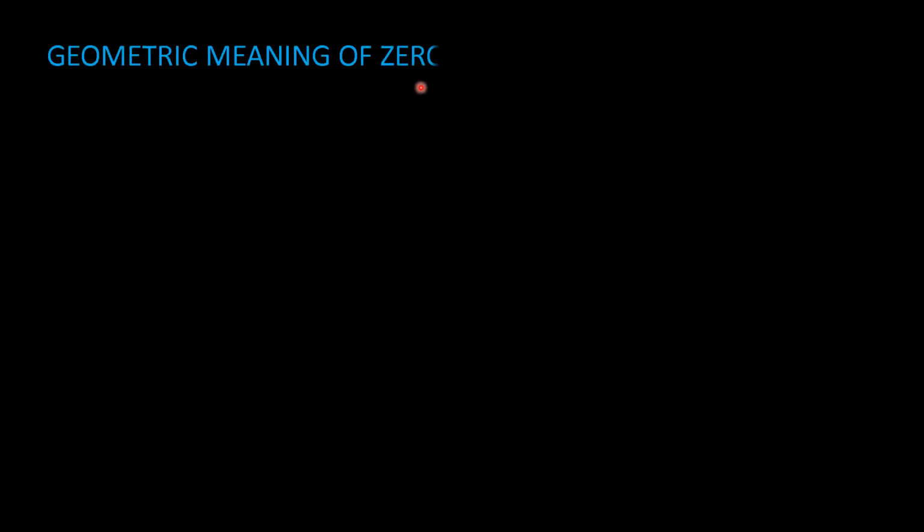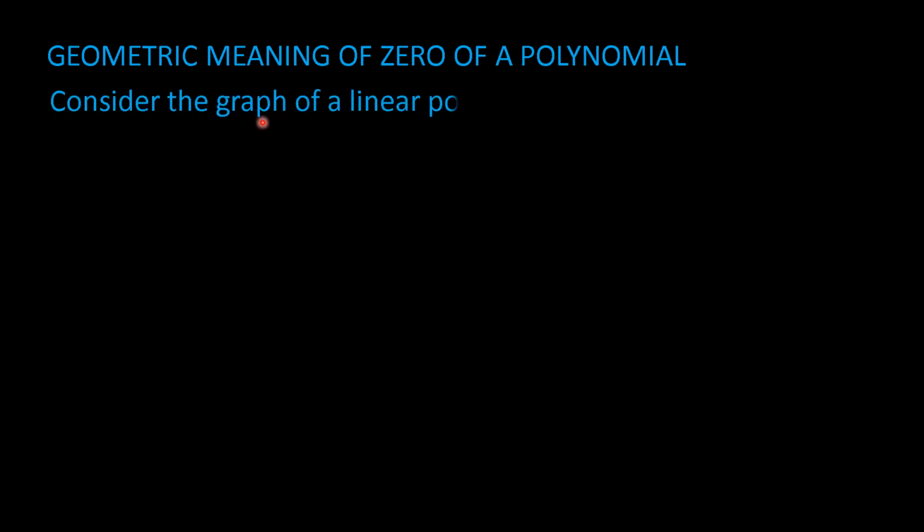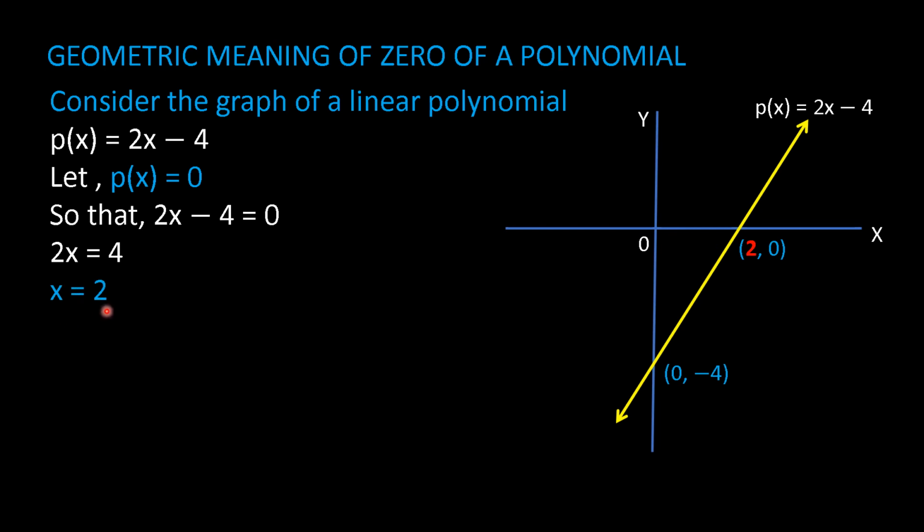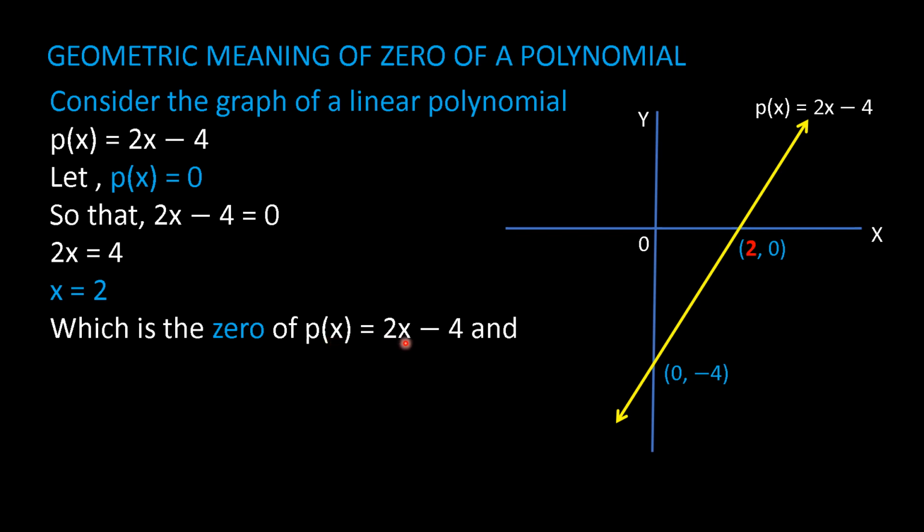Geometric meaning of zero of a polynomial. Consider the graph of a linear polynomial p(x) = 2x - 4. This is the graph of the polynomial 2x - 4. Let p(x) = 0 so that 2x - 4 will be 0, 2x will be 4 and x will be 2, which is the zero of p(x) = 2x - 4.